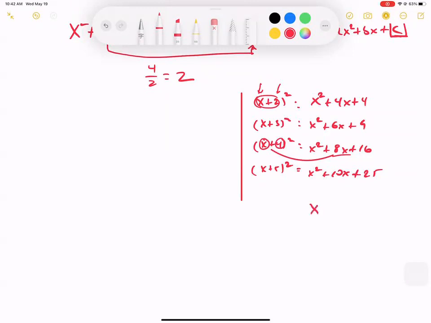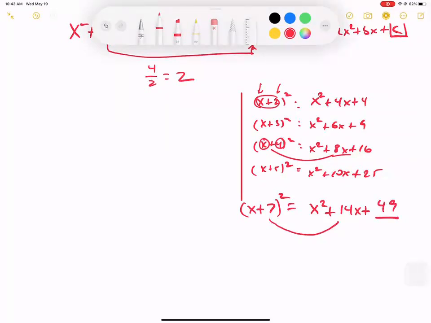If I give you x squared plus, let's do 14x plus, what do you think this would be to make this a perfect square? Well, what's half of 14? 7. This would have to be 7. And what's 7 times 7? That gives us 49.